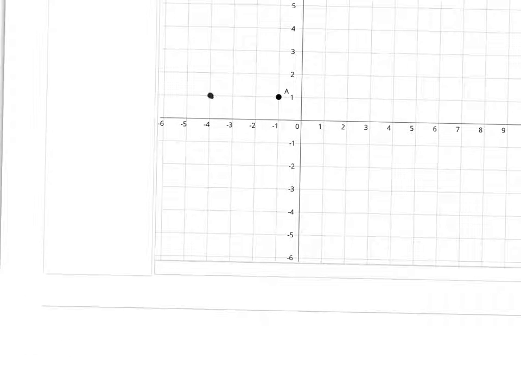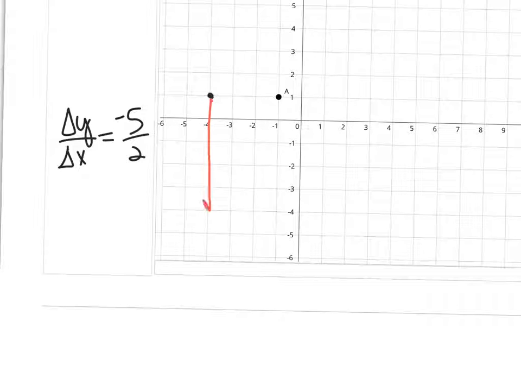So -5/2, remember, slope is a change in y over a change in x. So if the slope is -5/2, means we're going to go, change in y is -5, would go down 5 and over 2. And so that should be what our line's going to look like here. Something like that.